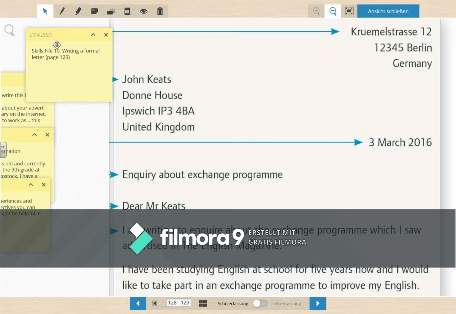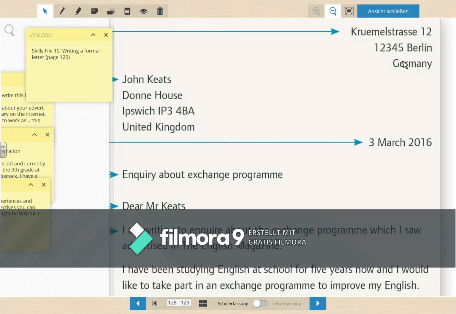First of all, I'm going to talk about the structure, and then I'm going to give you some hints about the content. And you find all this information also in your book. Here in this video you see a screenshot of the e-version of your English book, and all the information is contained in your book. You can find it in the skills file 10, writing a formal letter, and in the e-version it's on page 129. It might differ in your paper book, just have a look.